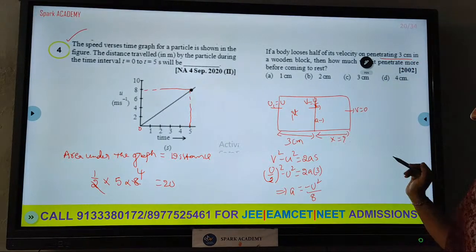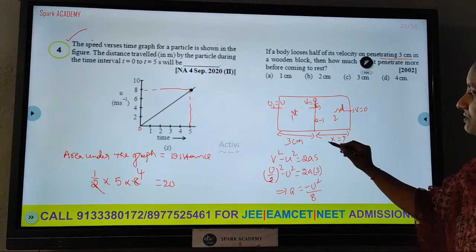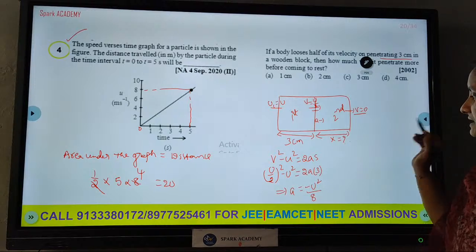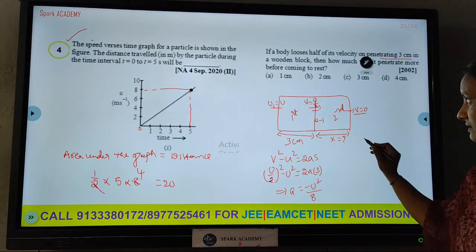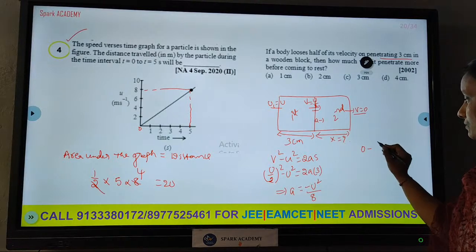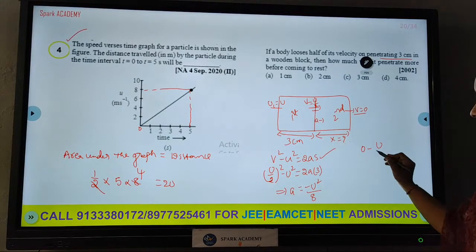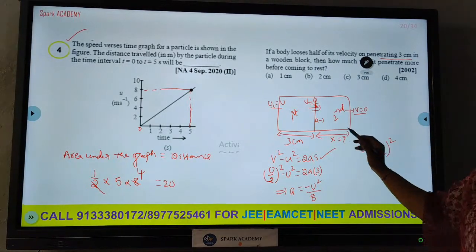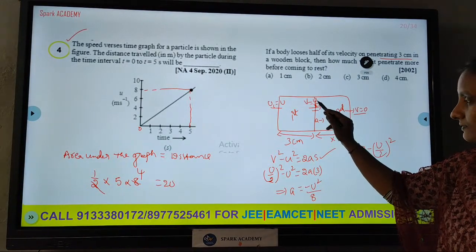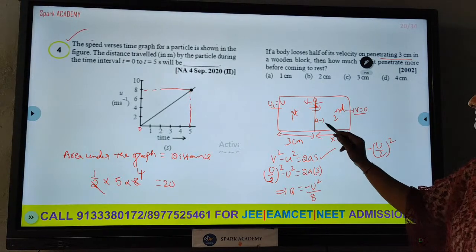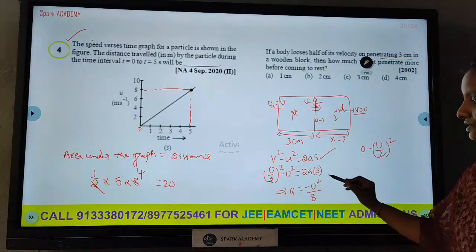This is the acceleration. In the second case, when it travels this much distance, this will be the initial velocity and this is the final velocity. So the initial velocity you take as u, and the final velocity is 0, using the same equation. From here it moves with this velocity, and slowly the velocity decreases. Velocity decreasing means here we are getting retardation.